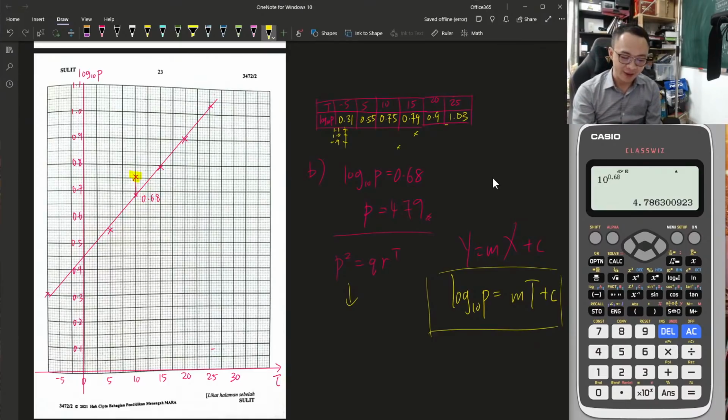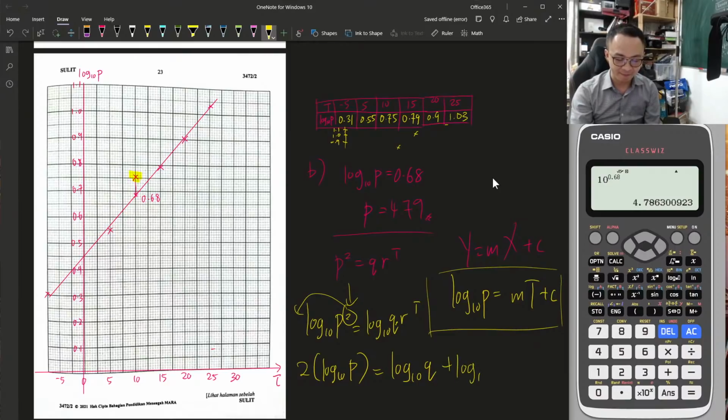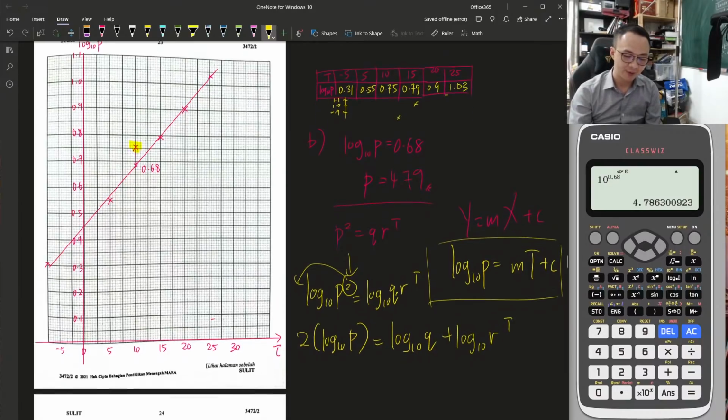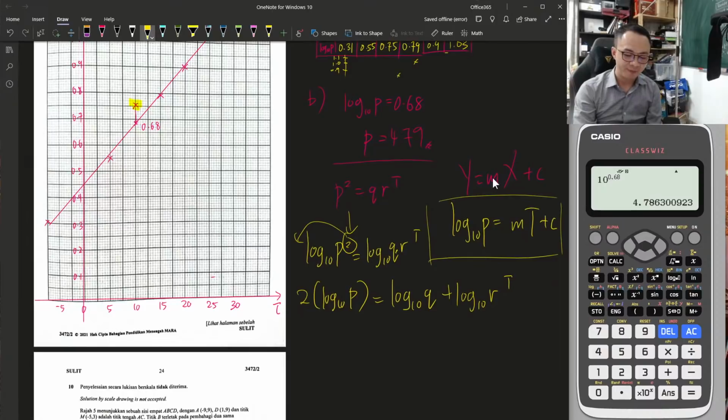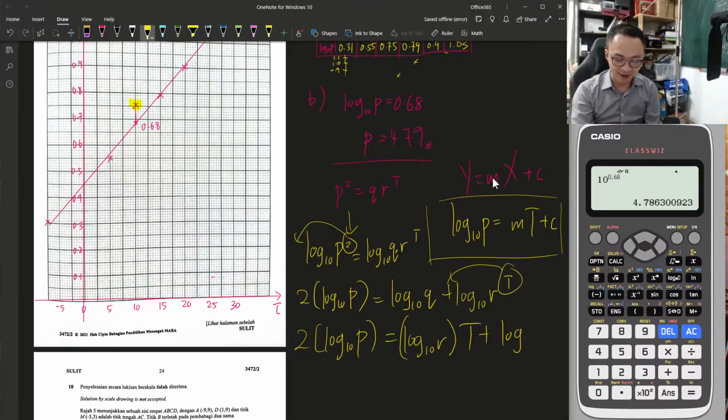So yeah, I add the log 10 for both sides. Definitely. QR power of t, power 2 I'm going to move to the front. Log 10p. And then here is multiply. Log rule tells me that multiply we can do plus, right? Then the 2 I can move to the other side later. So this is log 10p. The t I'm going to move to the front. Become log 10r multiply t plus the log 10q.